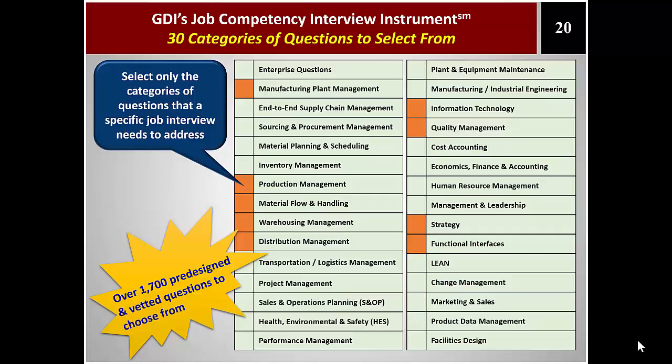Questions related to the enterprise, or questions related to end-to-end supply chain, or questions related to production management, or sales, or change management, or facilities design. You could read them. I won't go through them all there. In this case, whatever job we're interviewing for, we've concluded that there are questions from all the areas that are in orange that we need to ask to test or to evaluate this person's competency.